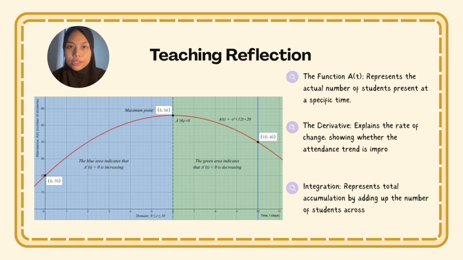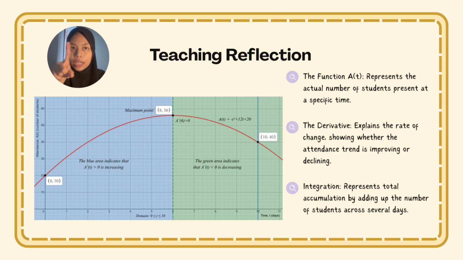So to explain this to students, I will start with the graph because it is more visual and easier to understand. The graph represents student attendance over time. From the shape, we can see that it first increases, then reaches a maximum point, and finally decreases. Instead of focusing on formulas first, students can observe the graph directly. Then, we connect this to the derivative.